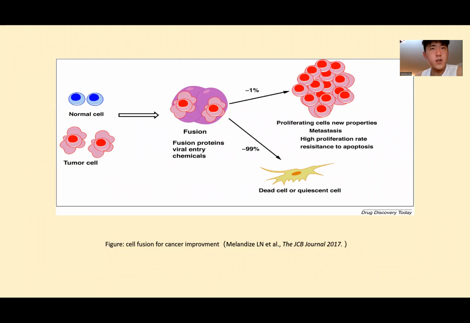In this figure, you can see that after the fusion, there is 1% of cells whose proliferation rate will be higher. They can also obtain resistance to apoptosis.